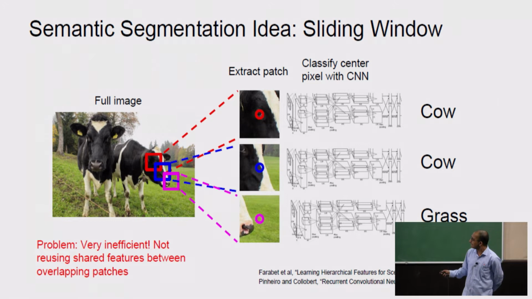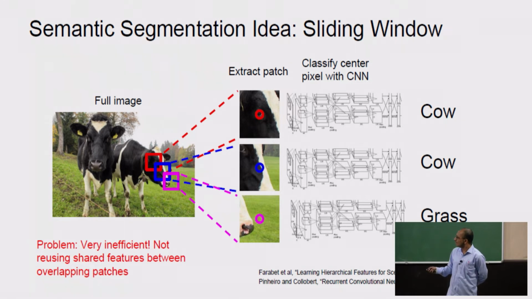So how many times do I have to apply this network if I want to label each pixel here? If this is 100 cross 100, how many times do I have to apply this network to make the labeling? 10,000 times, 100 cross 100. And in training also it is like that.